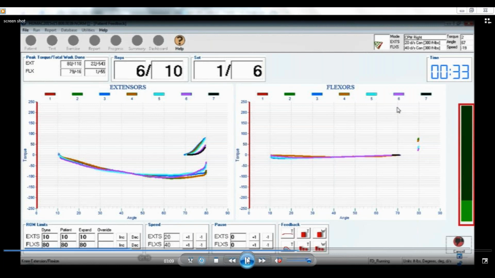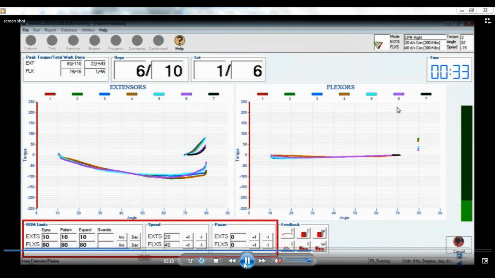Across the bottom of the screen is where you can adjust the range of motion, speeds, and you can pause the motion, but you're not going to use these for this type of training. Next to that, we have the feedback session, and you can change to show single or multiple torque lines, torque bars, or work bars. Next to that, we have the cancel button if you need to stop the exercise, and at the very top of the screen, we have the help button.